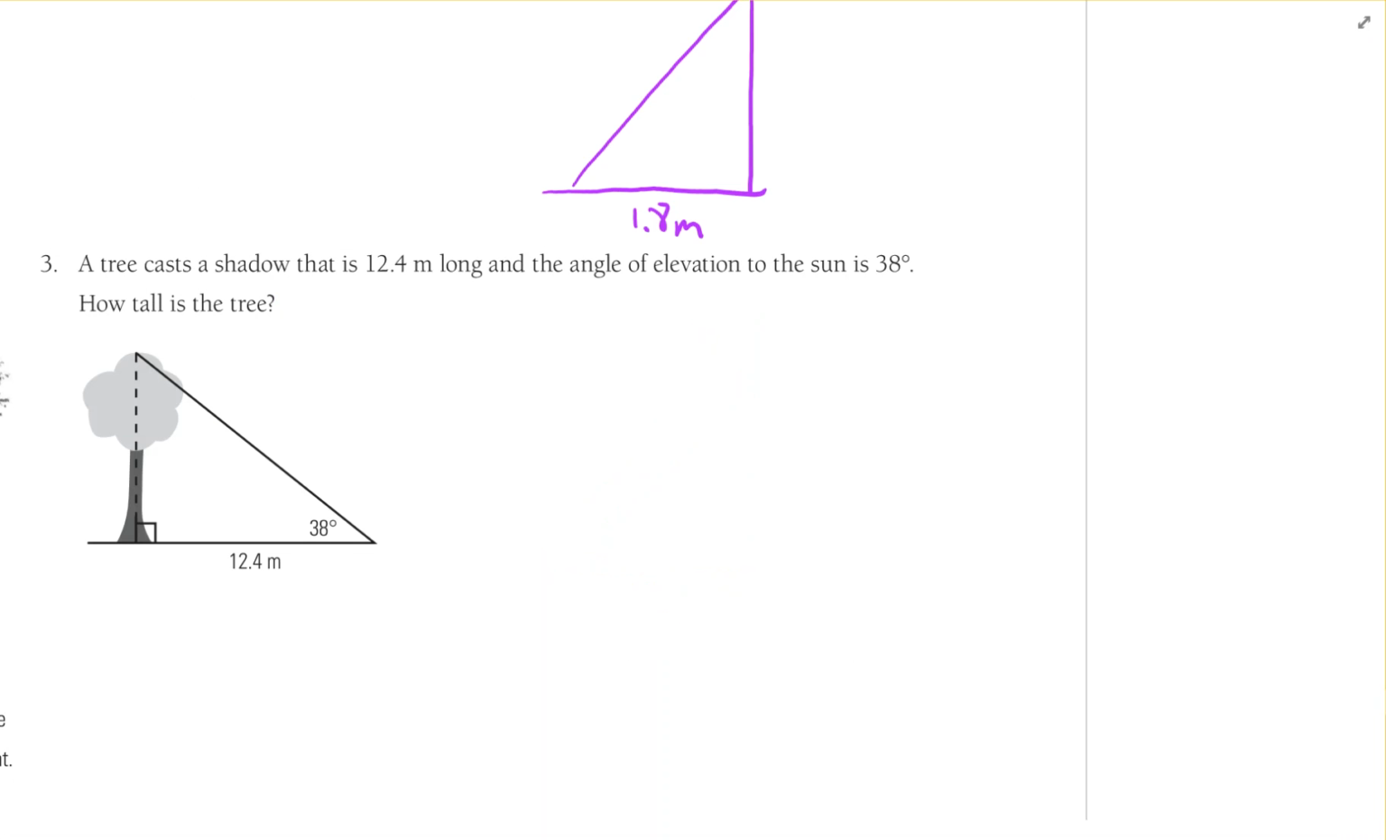Okay, 3. A tree casts a shadow that is 12.4 meters long, and the angle of elevation to the sun is 38 degrees. How tall is the tree? So go ahead and answer number 3 now.